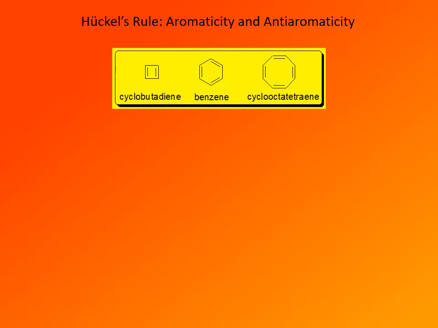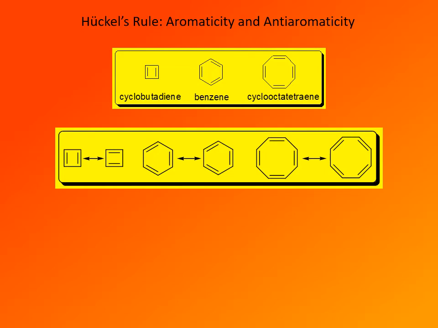Cyclooctatetraene was prepared much earlier, sometime around the beginning of the 20th century, but it turned out that its properties were that of an ordinary polyunsaturated alkene, and they were not aromatic in any way. And still, according to valence bond theory, we can draw 2 resonance structures for each of those species, cyclobutadiene, benzene, cyclooctatetraene. So according to valence bond theory, all of them should be equally stable.